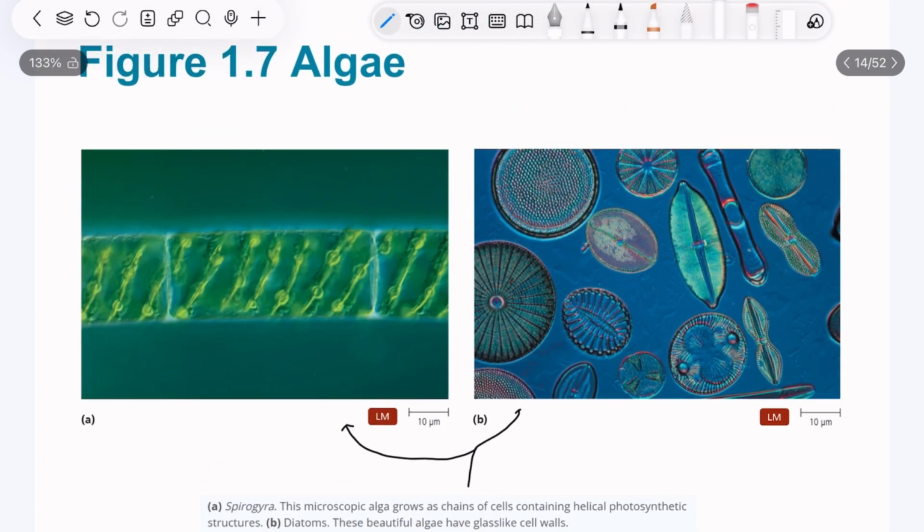So image A shows a Spirogyra. This microscopic alga grows as chains of cells containing helical photosynthetic structures. Image B shows a diatom. These beautiful algae have glass-like cell walls.